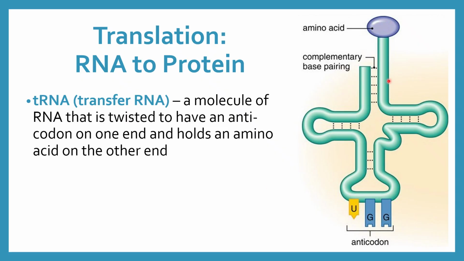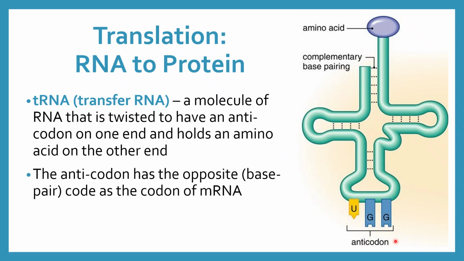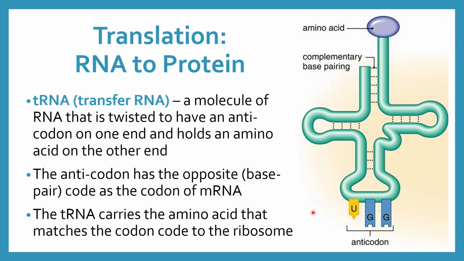So the tRNA, this is the RNA right here, you can see that it turns on itself in self-base pairs, and it kind of forms a T-like structure. On one end, we have what's called an anticodon. This is going to have the opposite code of the codon for the mRNA, so it's going to be able to base pair to the codon. That's how the cell knows what codon corresponds to what amino acid. So the anticodon is going to carry the amino acid that matches the mRNA codon.